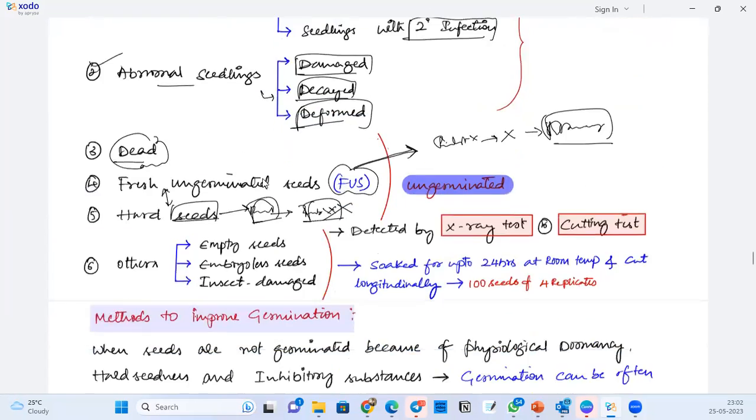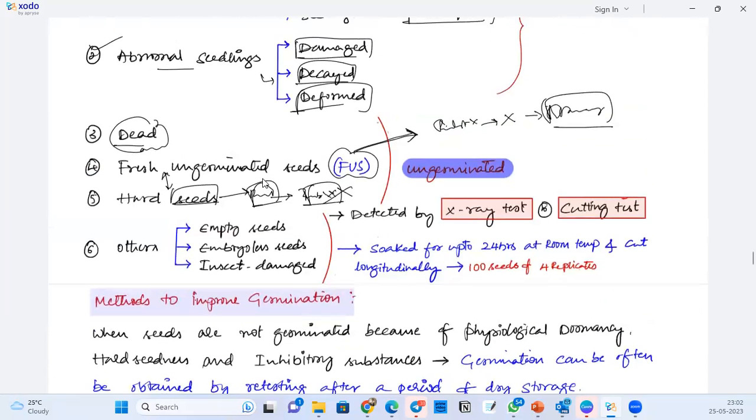Coming back, next we also have empty seeds, embryoless seeds, and insect damaged seeds. These categories can be directly detected using X-rays. When X-rays are used on the seeds, you can easily see whether they are empty, or if the embryo is not present at all. We can also detect it with the cutting test: we cut the seeds and see the embryo under the microscope. This is how they are detected.